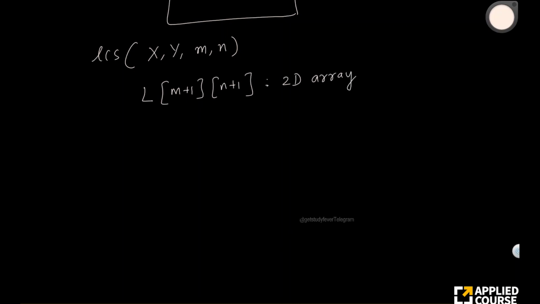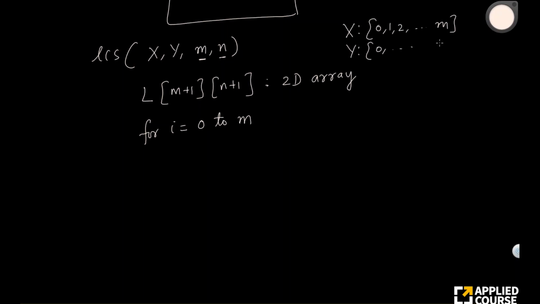Now what I'll do here is this. For i equals 0 to m, here I'm assuming that the strings are represented from 0, 1, 2 up to m, not m minus 1. Similarly, y 0, 1, 2, and so on up to n. So the strings are actually of length m plus 1 and n plus 1, not m and n. So what am I doing here? For i equals 0 to m, similarly for j equals 0 to n.